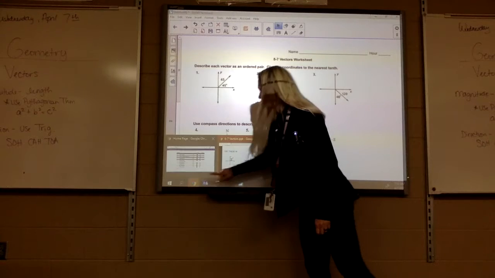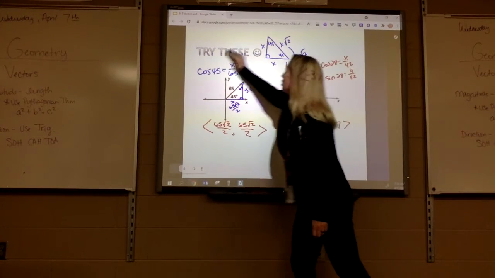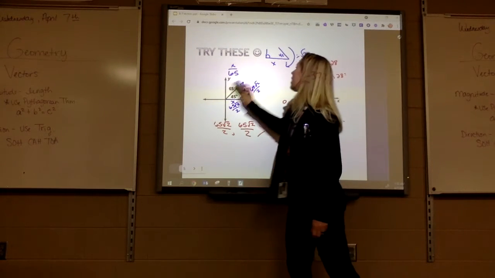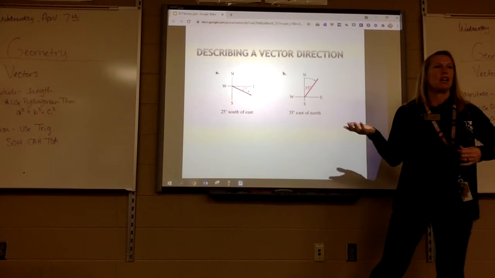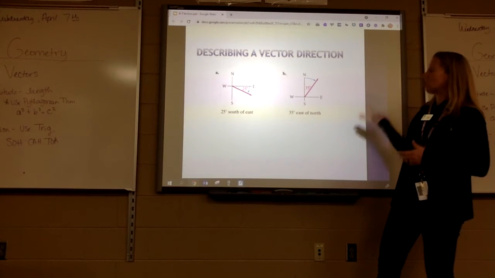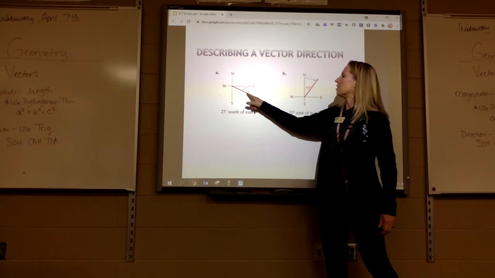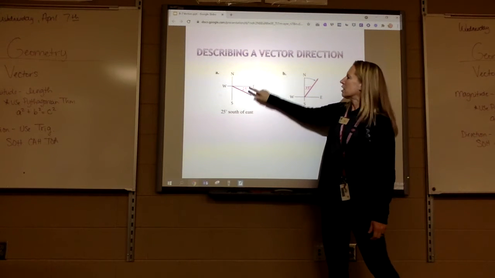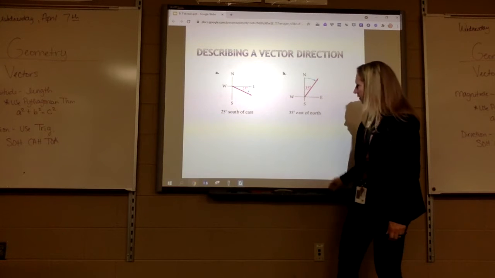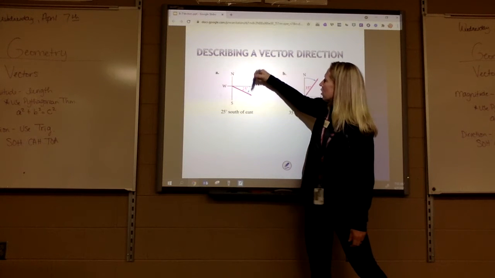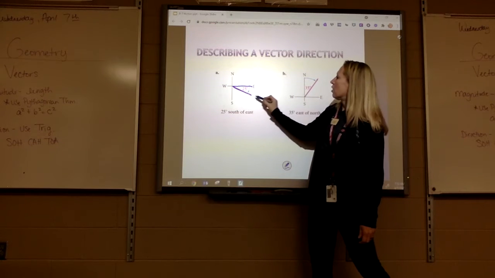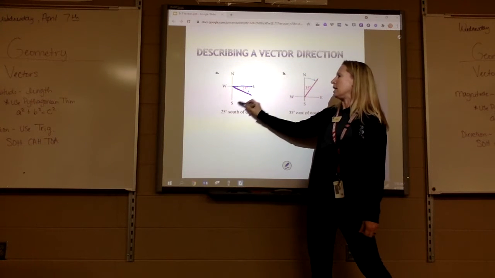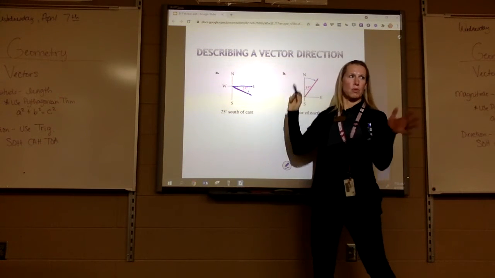Okay, next we're going to describe vector direction. So remember, a vector has both direction and magnitude. So let's talk about describing a vector direction. So this is my vector right here. Do you guys see how that 25 degrees, if I were to trace this angle, so the vector is between the east and the south.